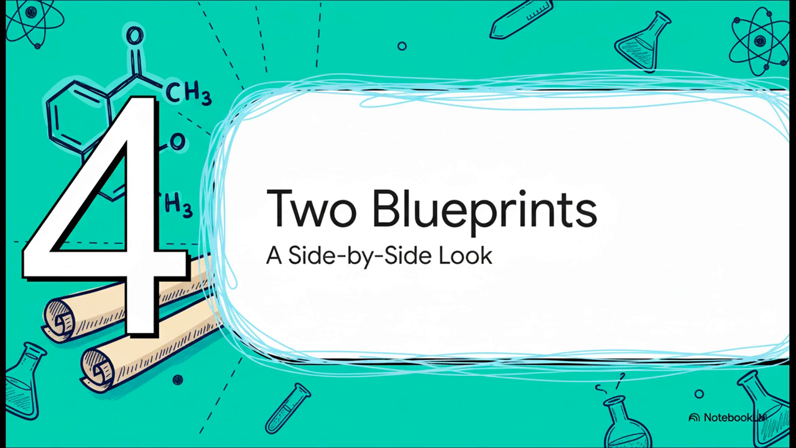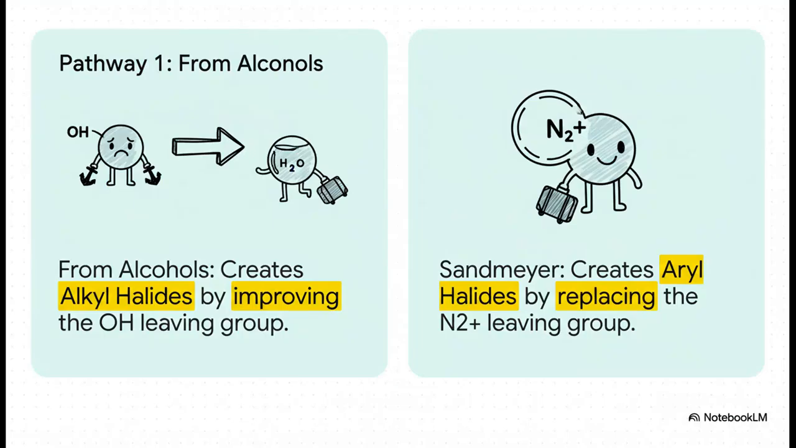Okay, so let's put our two blueprints right next to each other and just quickly recap the key differences. So here's the whole story at a glance. Pathway 1 is our go-to for making alkyl halides, and it's all about taking an alcohol with a bad leaving group and making it better. Pathway 2, the Sandmeyer reaction, that's our special tool for making aryl halides, and its power comes from having an amazing pre-installed leaving group right from the start. Two different problems, two totally brilliant chemical solutions.